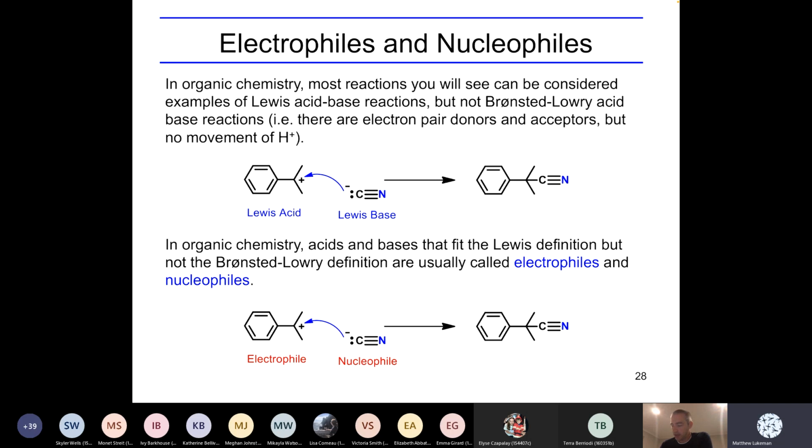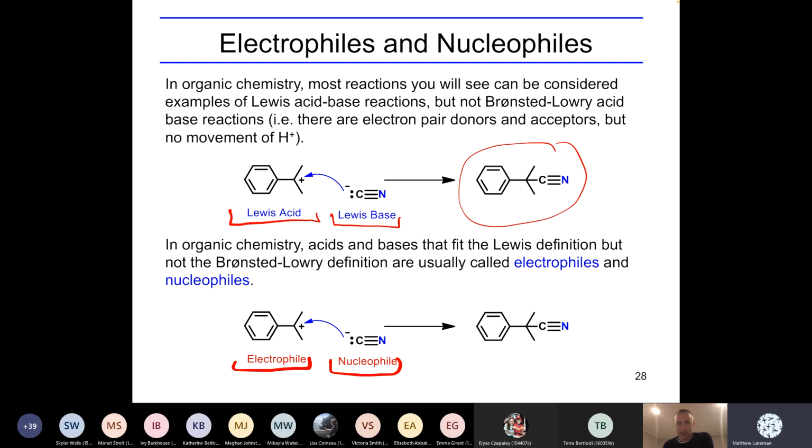So in the example here, we have this high energy, it's called a carbocation, a carbon with a positive charge. And we have this base, which is cyanide, and it's acting as a nucleophile and attacking the Lewis acid here. And again, you make a molecule like this, you're making a carbon-carbon bond. We would call that a nucleophile in organic chemistry and an electrophile rather than Lewis acid and Lewis base.